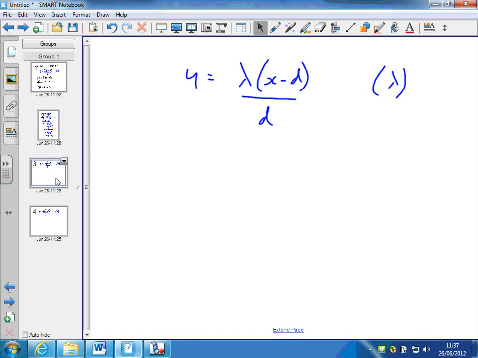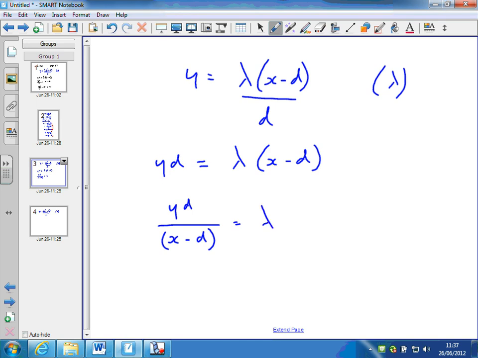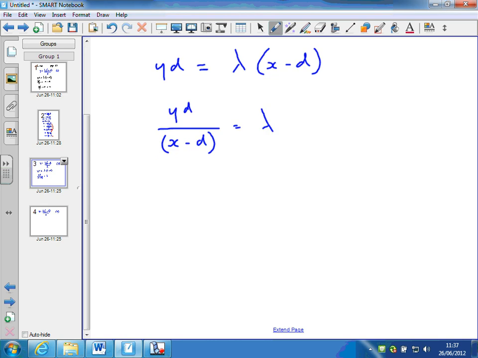So in this one, to get lambda on its own, I've multiplied both sides by d. And now, to get lambda on its own, I would divide both sides by that whole term, x minus d. So yd divided by x minus d equals lambda. Because lambda has been multiplied by that whole term, divide by it. So rearranged, lambda equals yd over x minus d.